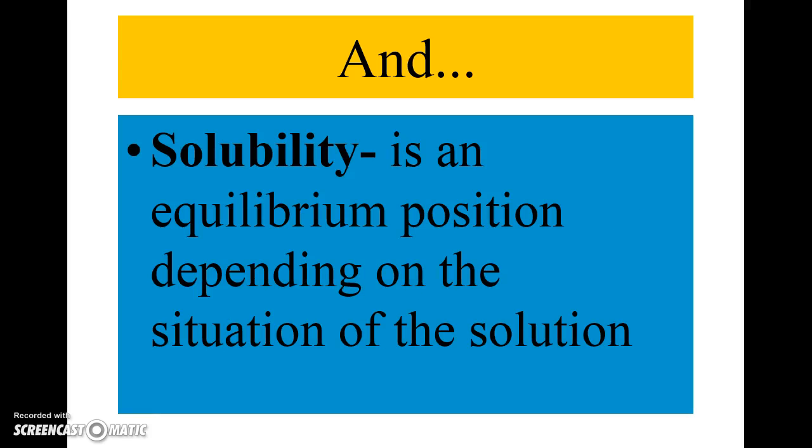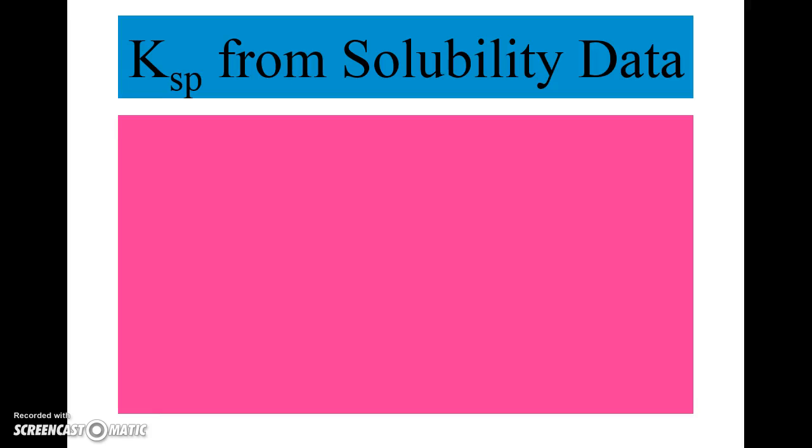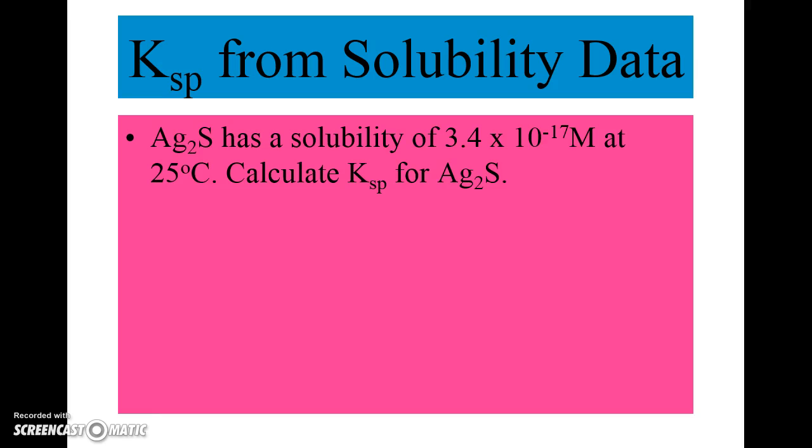And solubility is an equilibrium position depending on the situation of the solution. So we're going to see how we can apply this with calculations. We're going to learn to calculate the Ksp from solubility data. We have a problem here with silver sulfide. It has a solubility of 3.4 times 10 to the minus 17 molar at 25 degrees Celsius. Again, we give this temperature even though we're not really going to use it. So it says to calculate the Ksp for Ag2S.